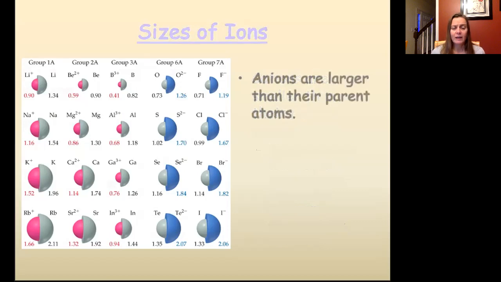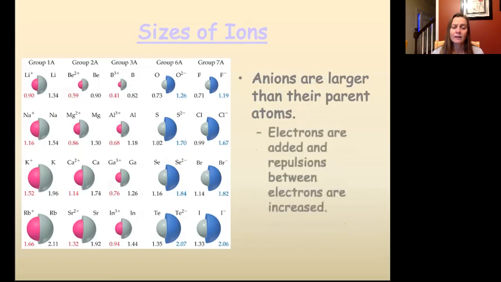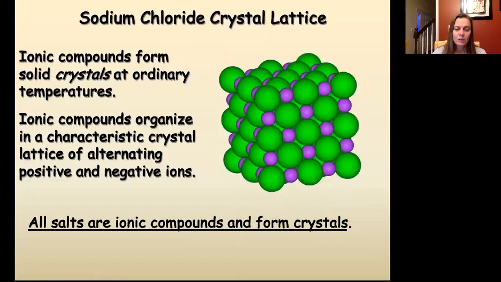On the other hand, anions, because we're adding more electrons, are going to have increased repulsions. And so they're going to be larger than their parent atoms. We have the same number of protons in the nucleus, but more electrons. And so they're always going to be larger than their parent atoms. So if we go back to this image of our crystal lattice, and I said I knew that this was our cation and these green ones were our anions, that's because the cation is going to be smaller than the anion.